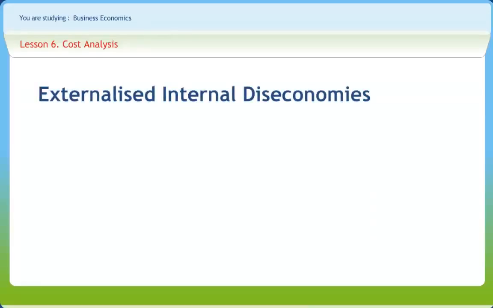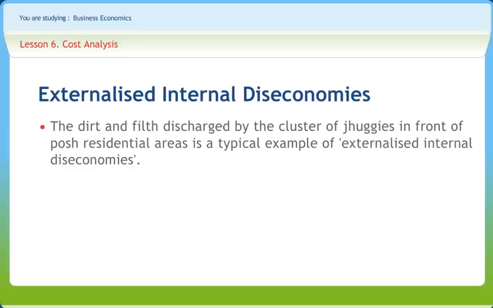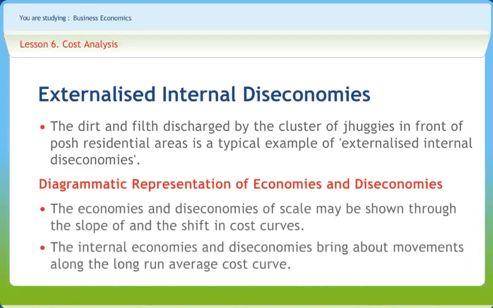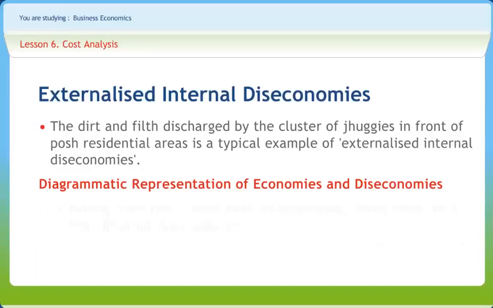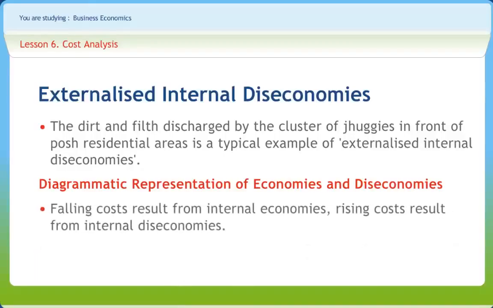Everyone wants to pass on the private discomforts to the public. It is like spreading the influenza one is suffering from. Many chemical plants produce a lot of pollutants and then discharge the same in either water or air. Thus many private costs are often passed on to the society. The dirt and the filth discharged by a cluster of slums in front of posh residential areas is a typical example of externalized internal diseconomies. Economies and diseconomies can also be explained diagrammatically.